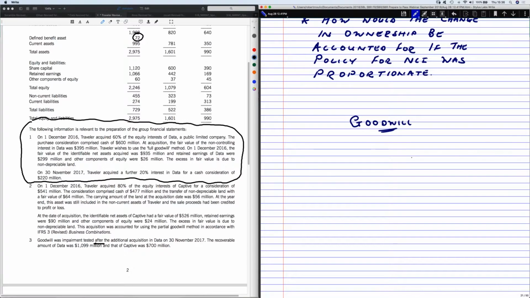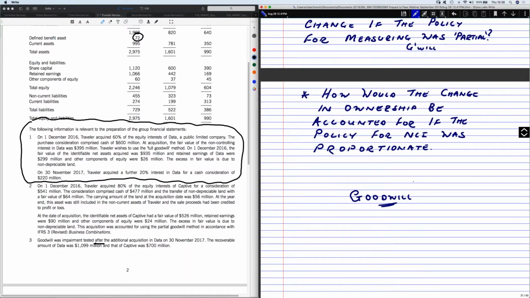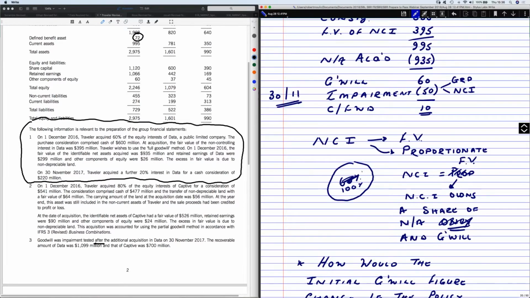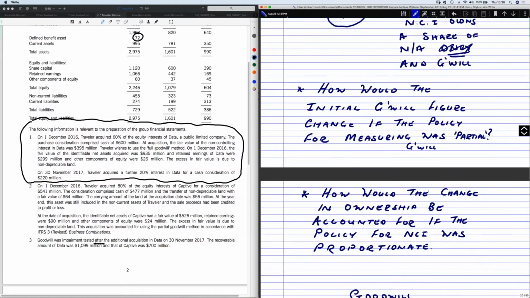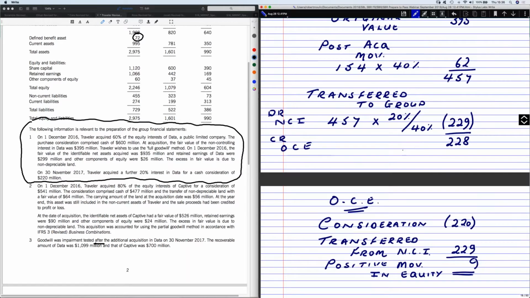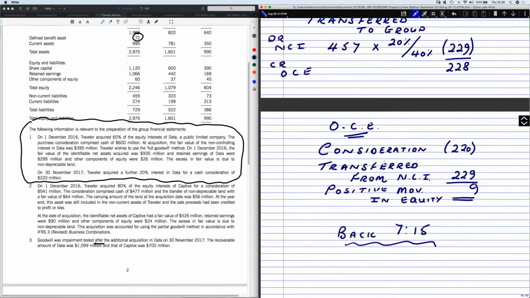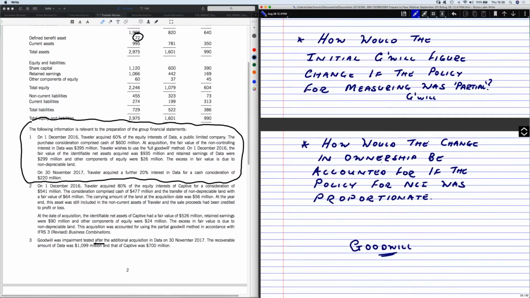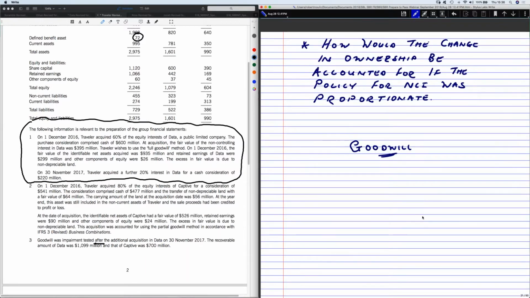Okay, so I'm asking you just to have a think about that tonight, and we will revisit that tomorrow in our final session when we start. And what I want you to think about is purely and simply this, please. How would this figure here change? And how would these figures here change if the policy for the NCI was proportionate, based on your understanding, based on what you've told me about the difference between partial and proportionate and fair value? That's what I'm asking, please.